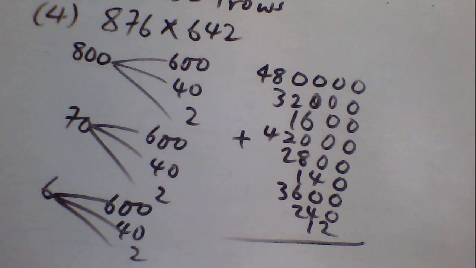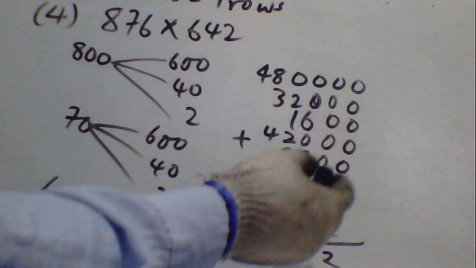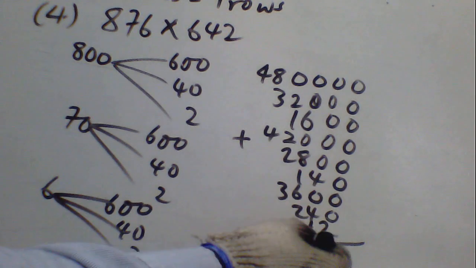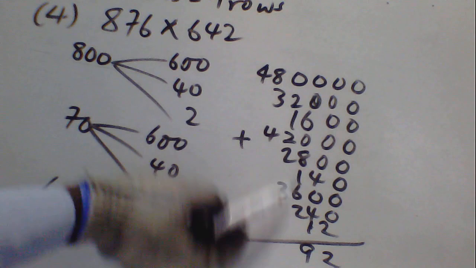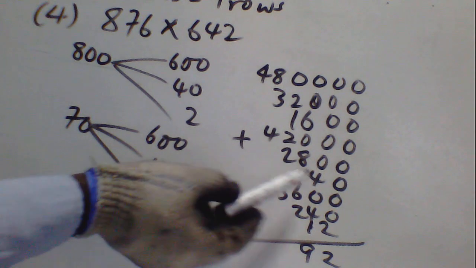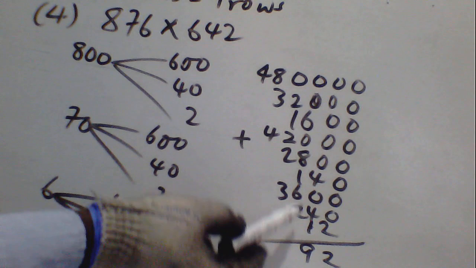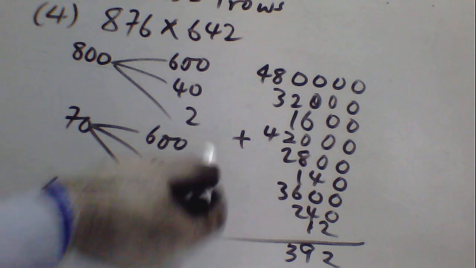Once you have done it, you add. The last is 2. This 4 plus 4, 8 plus 1, 9. Here you have 6 plus 8 will give us 14. 14 plus 1, 15. 15 plus 6, 21. 21 plus 2, 23. You carry 2.